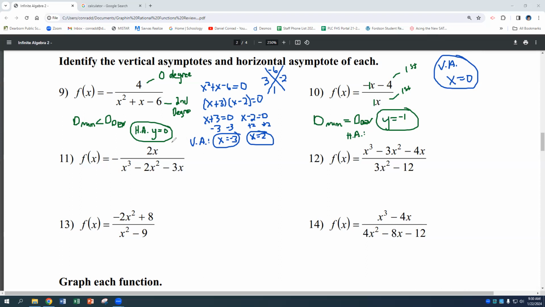Let's look at number 11 here. This is a first degree polynomial, and the bottom is a third degree polynomial. So we know the degree of the numerator is less than the degree of the denominator. Therefore, my horizontal asymptote is going to be y equals 0. Right, just like it was for number 9.